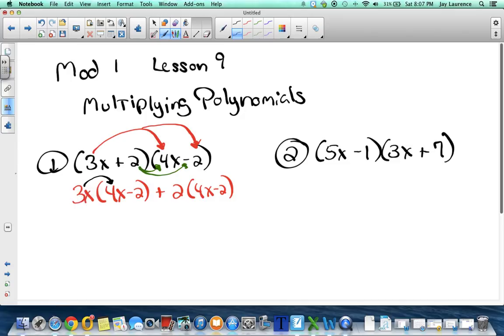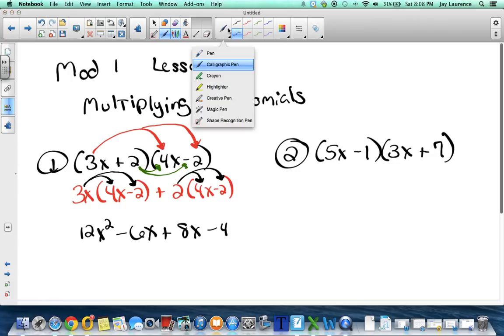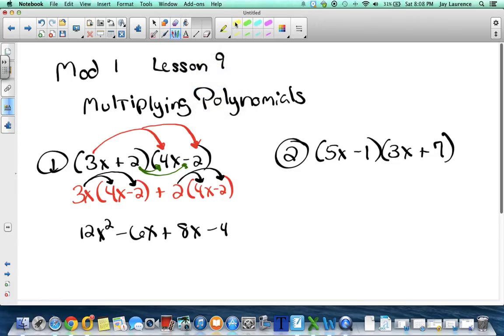3 times 4 is 12. X times x, x squared. All right, then I'm going to multiply 3x times negative 2. Well, 3 times negative 2 is negative 6. And then there's going to be an x on the end. All right, now I have a positive 2 times a 4x. Well, that's going to be a positive 8x. And then I have a 2 times a negative 2, which is a negative 4. Now I'm not done. Why is that, Bailey? I'll bet you can tell me why I'm not done.